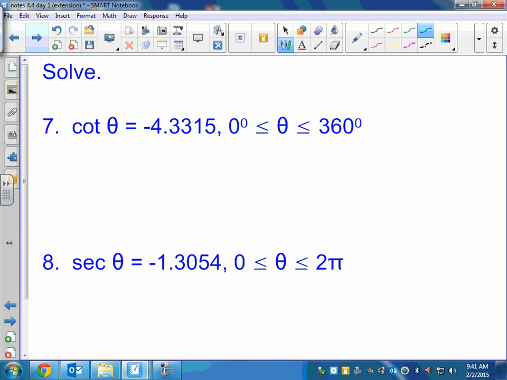So let's look at some that are not from the unit circle, right? On your homework today, I'll tell you which ones are with the calculator and without, but it's easy to figure out. Where does cotangent equal negative 4.3315? That's definitely not from my unit circle, so that would be a calculator question.